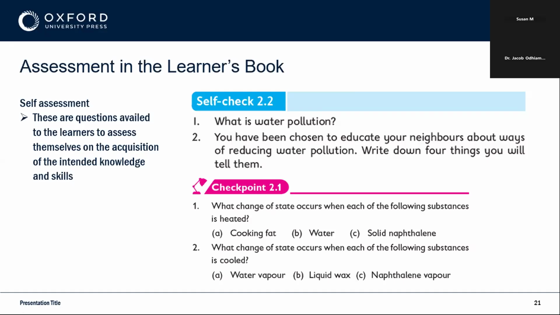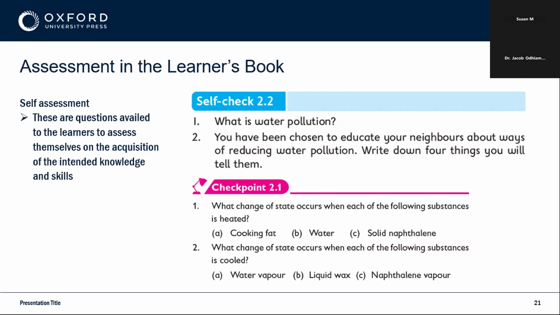Again, here you can see there are only 2 questions, but when you go to the learner's book, those questions are many. And the purpose of the self-assessment is to enable the learners to assess themselves on the acquisition of the intended knowledge and skills. And they are so varied to capture the different knowledge and skills in a substrand.